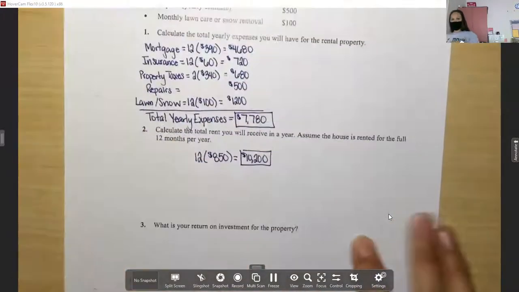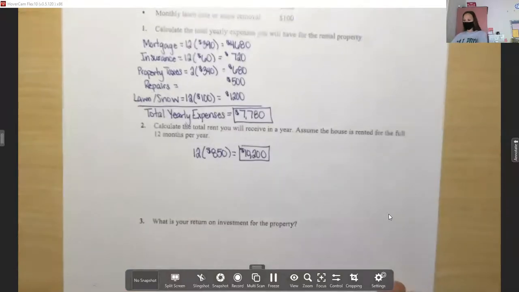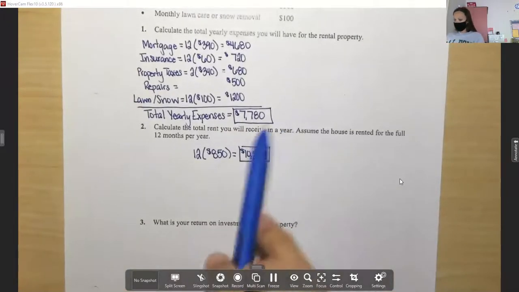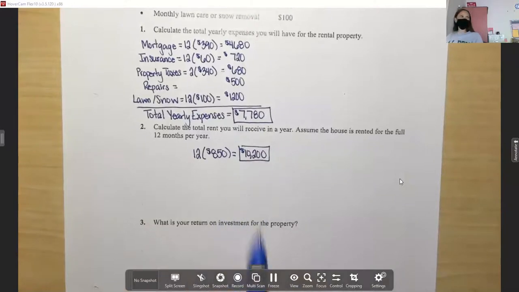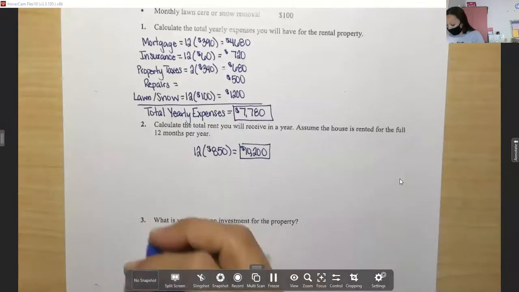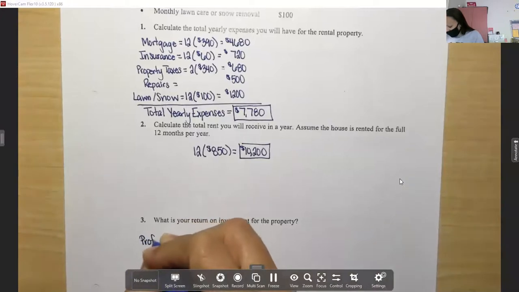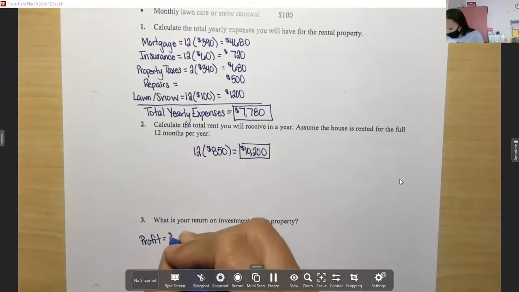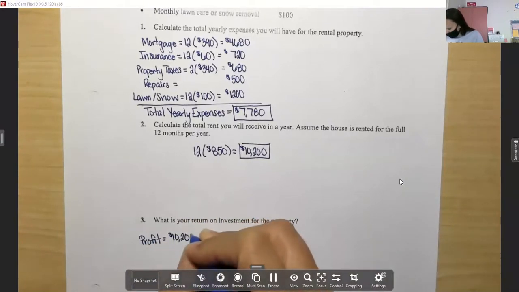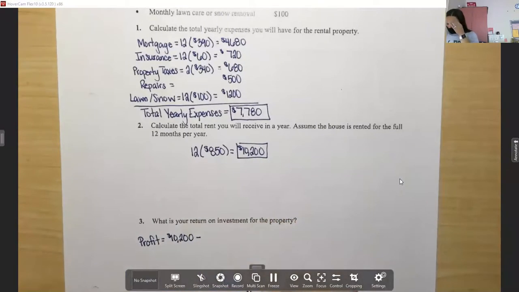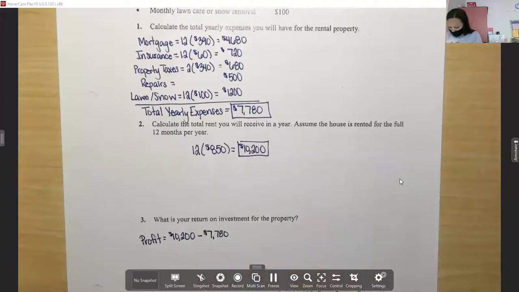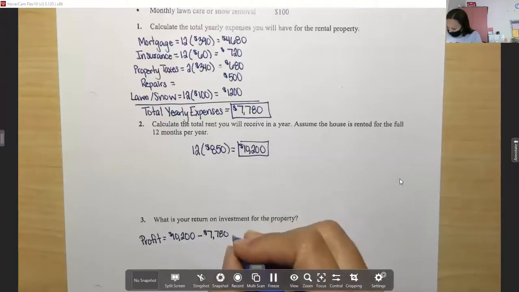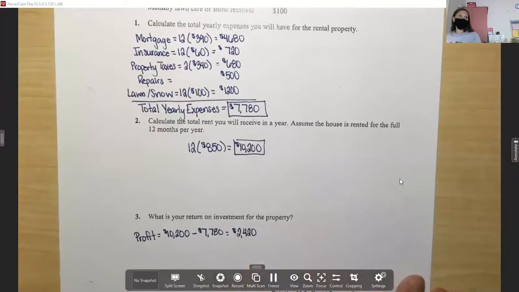And then number 3, what is your return on investment then? So we know you put in $7,780. You should get $10,200. Again, you're assuming you rent it for the whole year. So your profit here would be $10,200 minus the $7,780. So you would make $2,420 for a year.